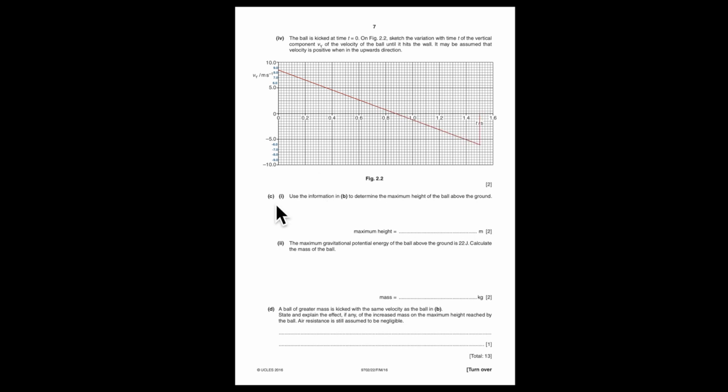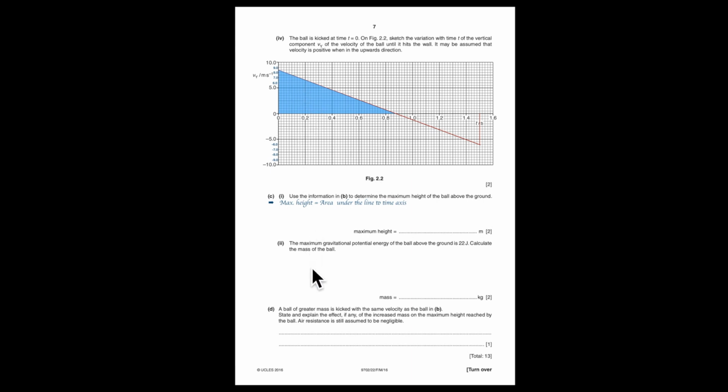Now in C, use the information in B to determine the maximum height of the ball above the ground. The maximum height is given by this area. The area under the velocity-time graph gives the displacement, and this is the upward displacement. Now maximum height equals the area under the line to the time axis.